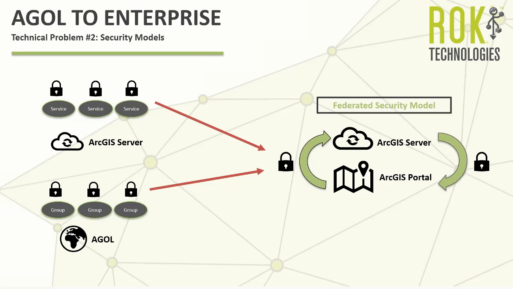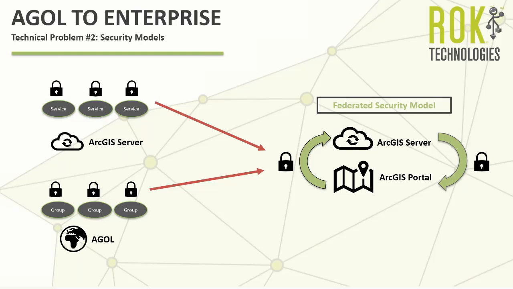So the challenge becomes that when you decide, okay, I want to move to a full enterprise deployment, I want to use ArcGIS Portal for web mapping, and I want to use ArcGIS Server, the vast majority of folks decide that they want to have a federated system. And what that essentially means is that what happens in ArcGIS Server is going to happen in Portal. It's a shared security model.